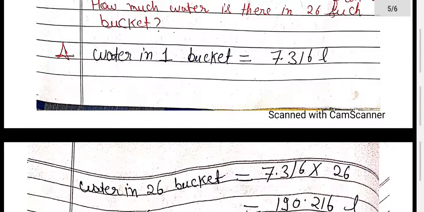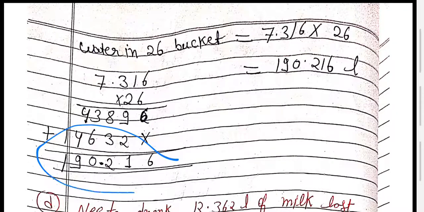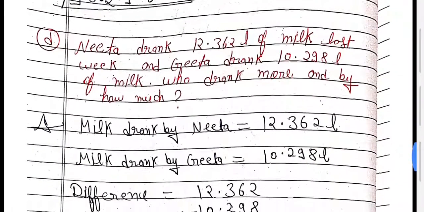Now right here, in one bucket you have 7.316 liter of water, and there are 26 buckets, so the quantity will be more. You have to multiply by 26. You have to show the calculation here by multiplying, and you will get 190.216. All of you know how to multiply. Previously I told you in question number 3, this is the same. So you will get 190.216 liter. It is your answer. Now come to part D.